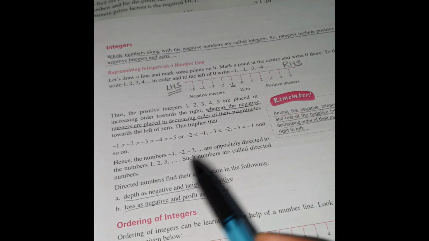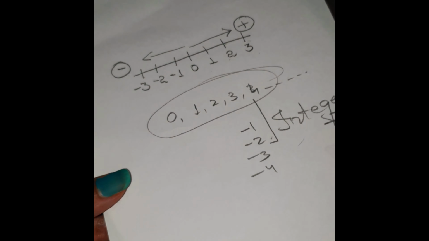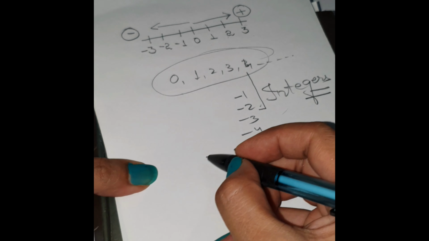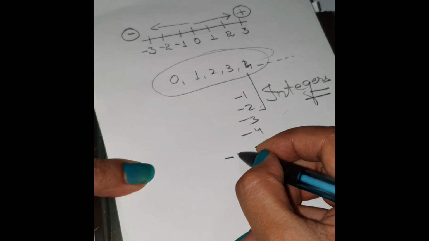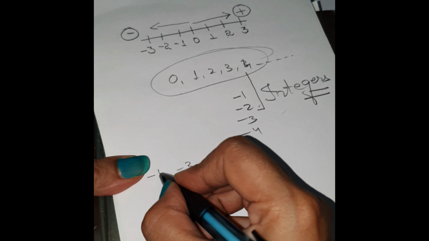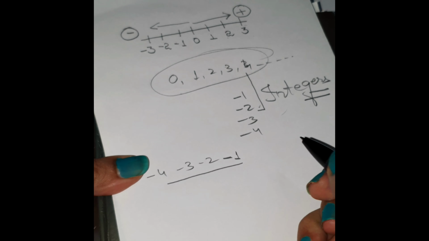Fine. See, thus the positive integers, this I have told you, 1, 2, 3, 4, 5 are placed in increasing order and negative integers are placed in decreasing order. So this means that -1 is greater than -2, -2 is greater than -3, -3 is greater than -4 and -4 is greater than -5. Okay. See students, I told you that this is a new topic, so you have to be extra careful. I am saying that the series -1, -2, -3, -4 is in descending order.